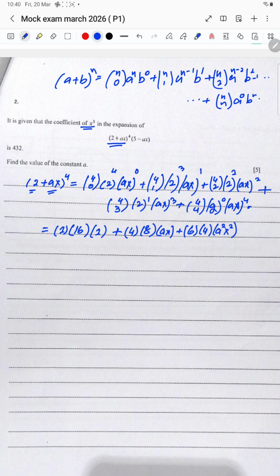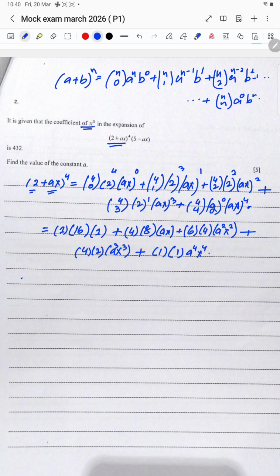And while marking the papers, I found a few of the students just wrote it ax square, although it is (ax) whole power 2. So the square goes for both terms, a and x. Plus 4C3 again is 4 and 2, and we will get a cube x cube. Don't write it ax cube. Plus 4C4 is 1, 2^0 is 1, and a^4 x^4. Okay, this is the expansion.